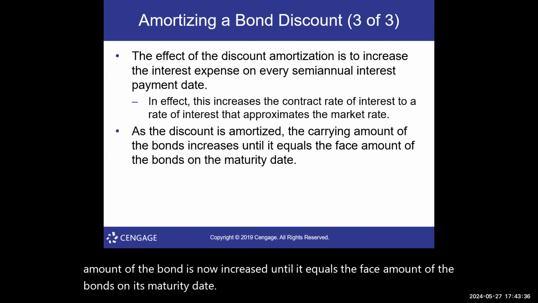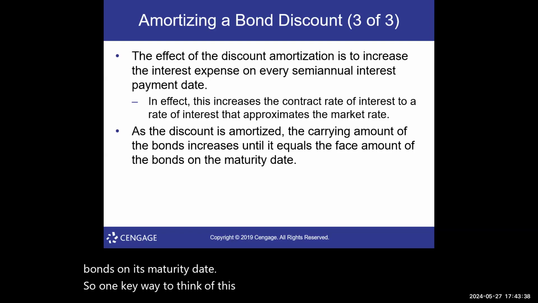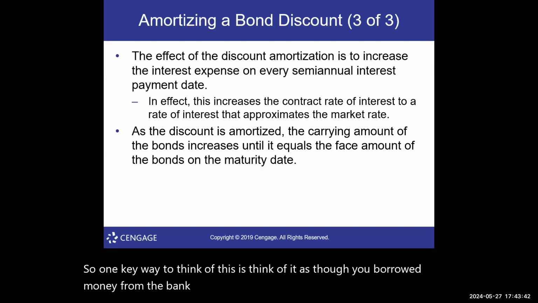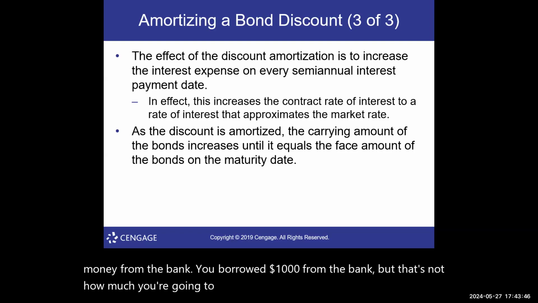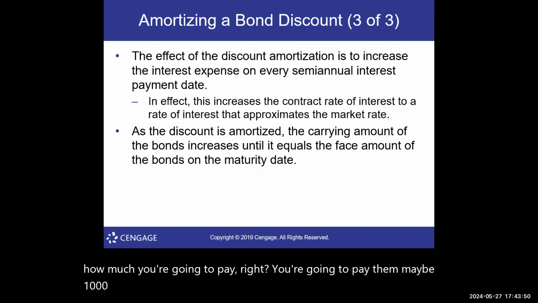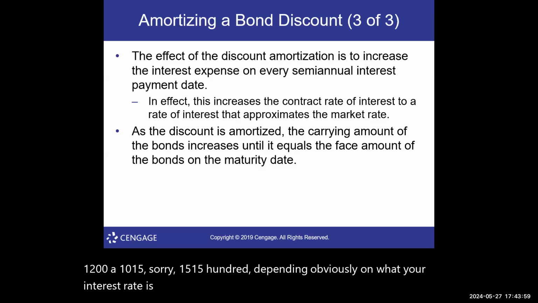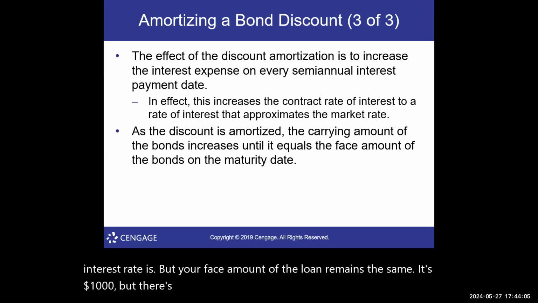One key way to think of this is as though you borrowed money from the bank. You borrowed $1,000 from the bank, but that's not how much you're going to pay, right? You're going to pay them maybe 1,500, depending obviously on what your interest rate is. But the face amount of the loan remains the same. It's $1,000, but there's interest that was paid on top of that.